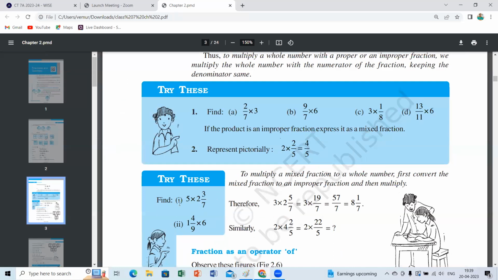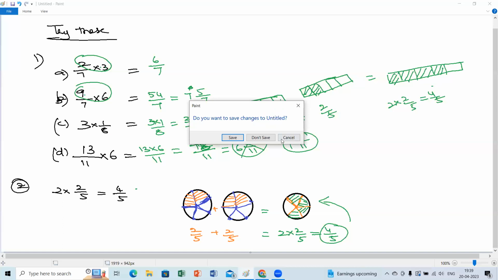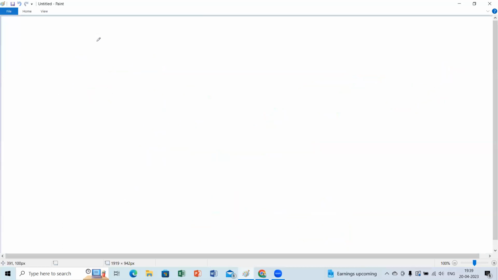Now go with the next. Try this. 5 multiplied with 2, 3 by 7. Come on, start doing this. There are only 2 bits. Mixed number with whole number, with mixed number. Mixed number with whole number. Any order, multiplication can be done in any order. Same thing. So the mixed fraction should be converted into improper fractions, then you have to do as it is. 5, 2 by 2, 3 by 7.